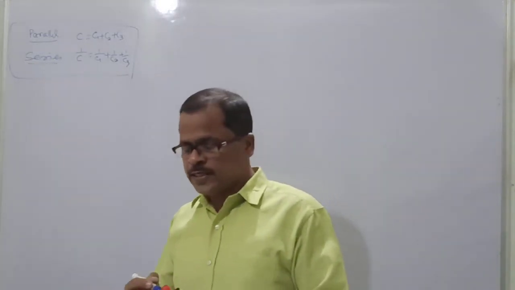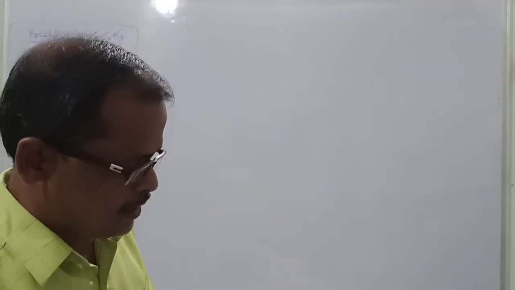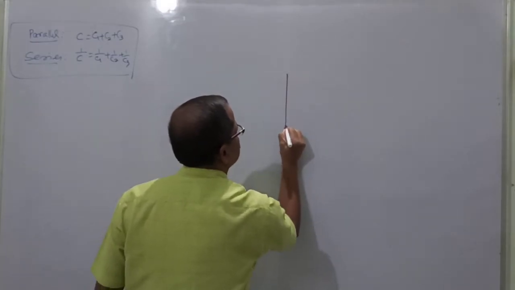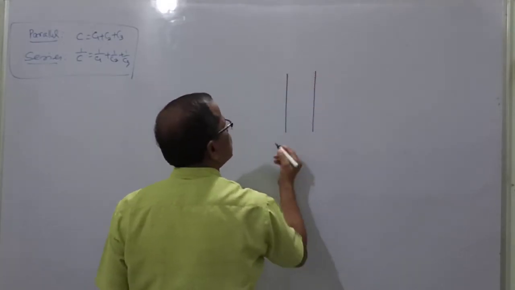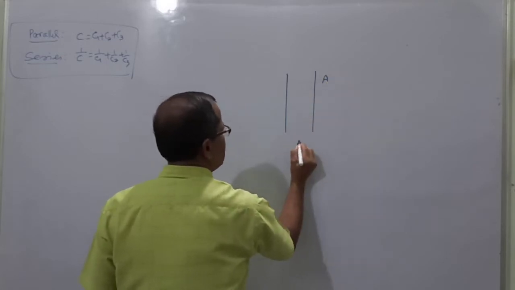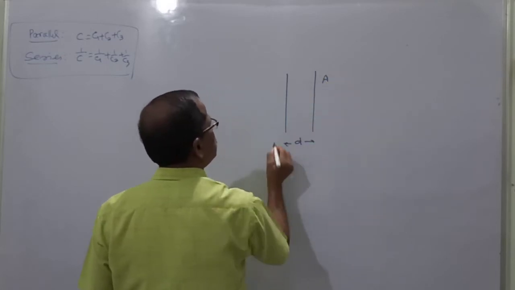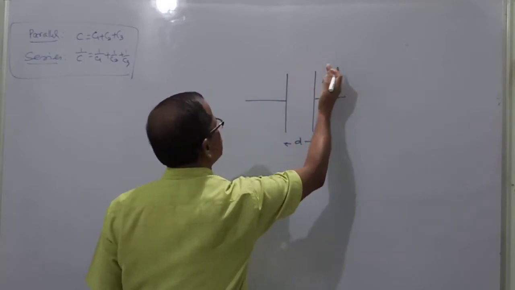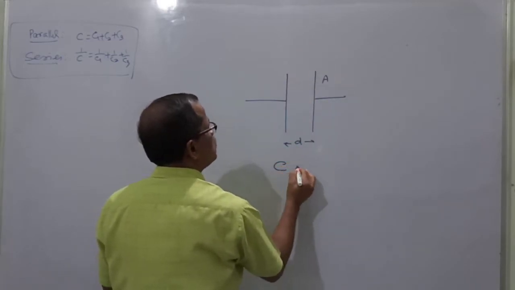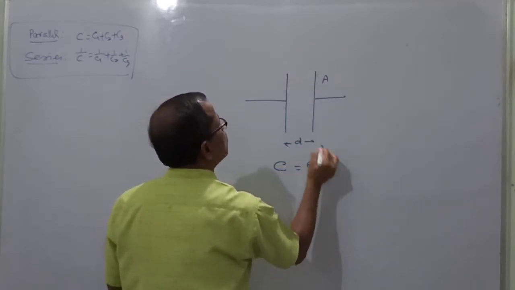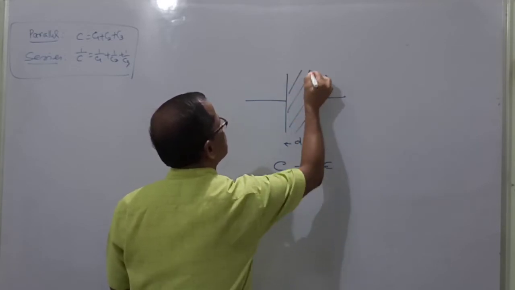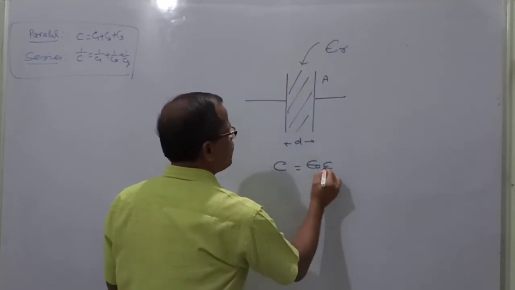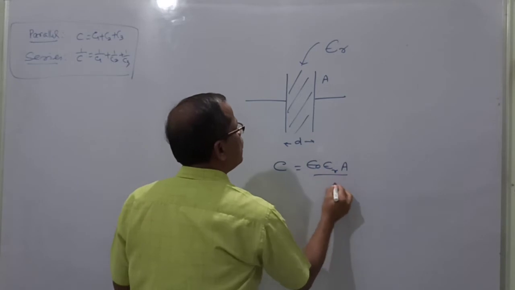One more formula I will be telling you, that is for parallel plate capacitors. Let's say this is one plate, this is another plate, the area of the plate is A, and the separation of the plates is D. One will be the positive plate, another the negative plate. The capacitance between the two plates is epsilon 0 epsilon r A by D, where epsilon r is the relative permittivity of the medium between them.